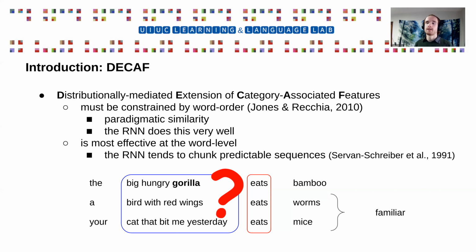So this is an interesting scenario here, because on the one hand, the recurrent neural network is potentially really well suited to performing DECAF. It learns paradigmatic similarity extremely well. But on the other hand, it doesn't seem to be effective at the word level, because it will tend to chunk word level statistics into sequence level, chunk level statistics.